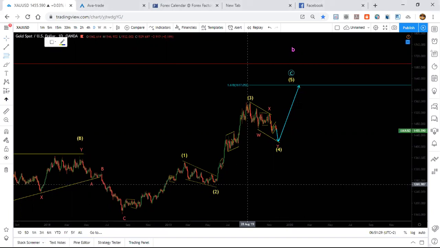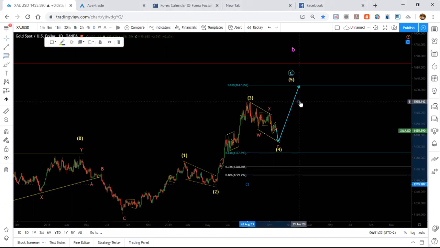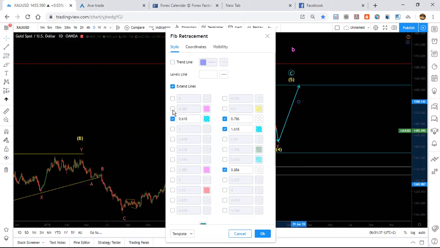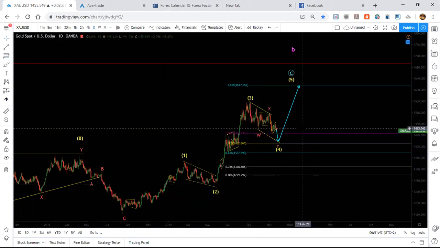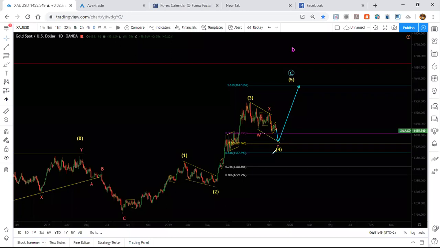Let's see how it retraces. Let's see how this retraces over here. Let me open this. So maybe I think it's going to be retracing up to 50% of this whole impulse, this move here.